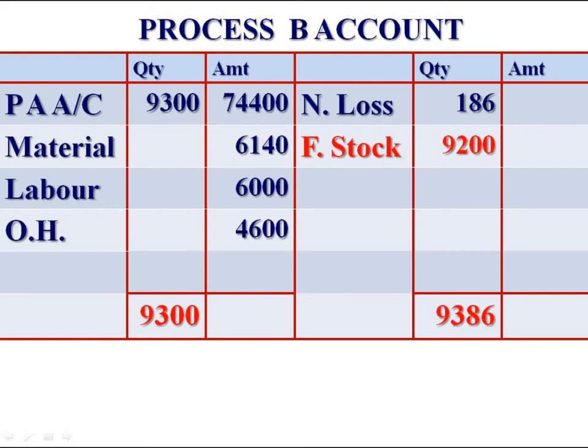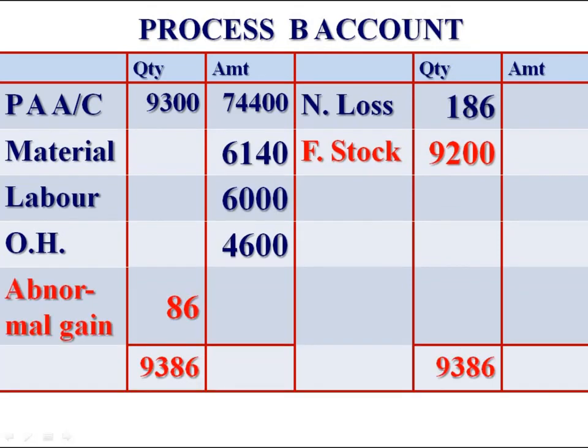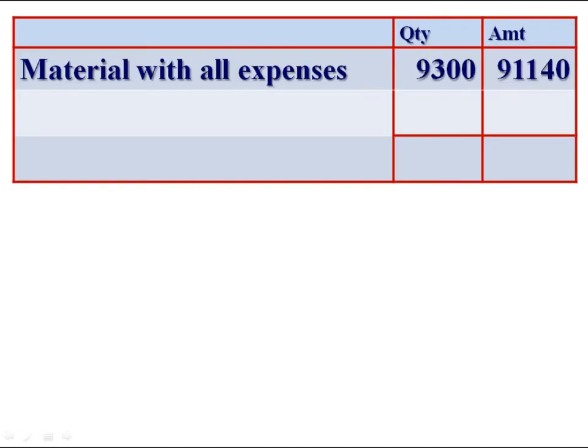Then see the total of quantity columns in debit and credit side. In debit side, the total of quantity column is 9,300. In the credit side, it is 9,386. Credit side has 86 more. It is abnormal gain.